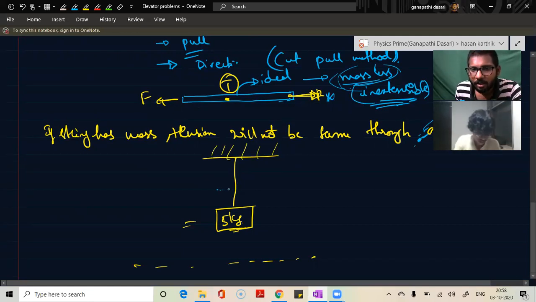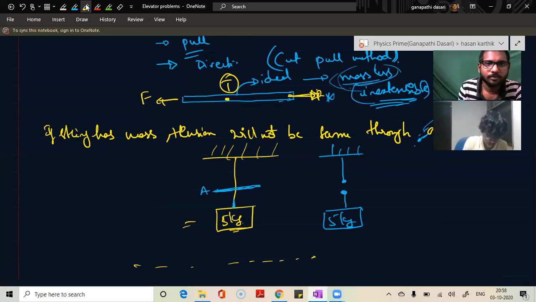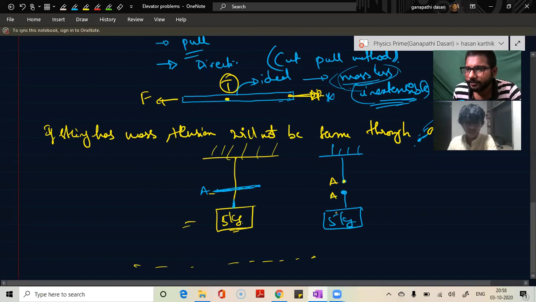You cut the string here if you want to find the tension at this point. Wherever you want to find the tension, you cut that place. If you cut now, will it look like this or not? When you cut at this point A, it becomes two points.